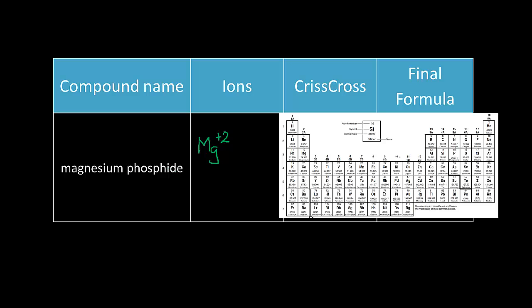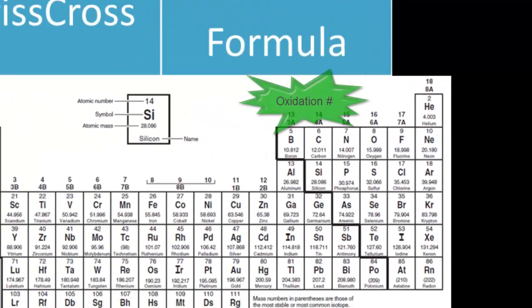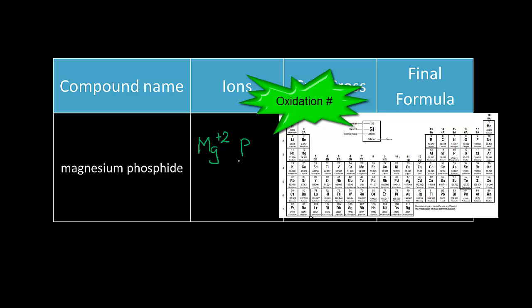Phosphide is actually phosphorus, so let's look over here at phosphorus. It is in group 15, so it has 5 valence shell electrons, and it has the chemical symbol P. Is it easier to lose 5 or gain 3? Well, it's easier to gain 3. That's its oxidation number.